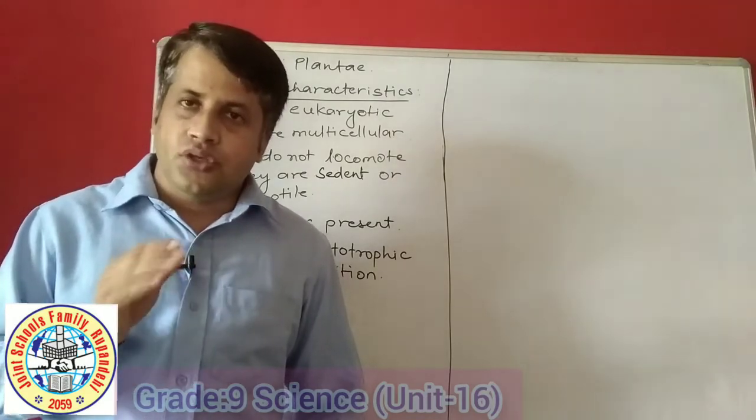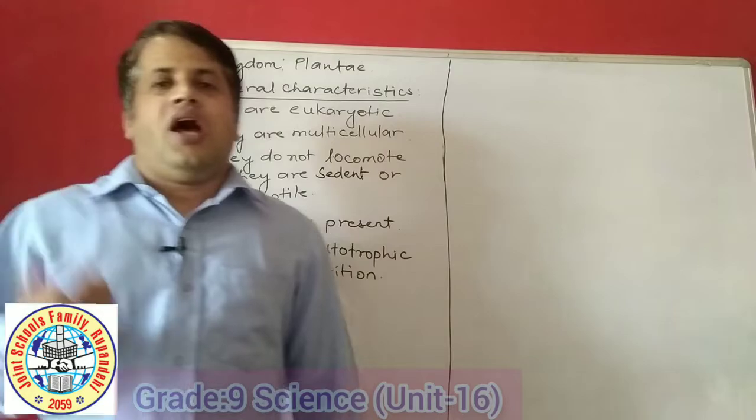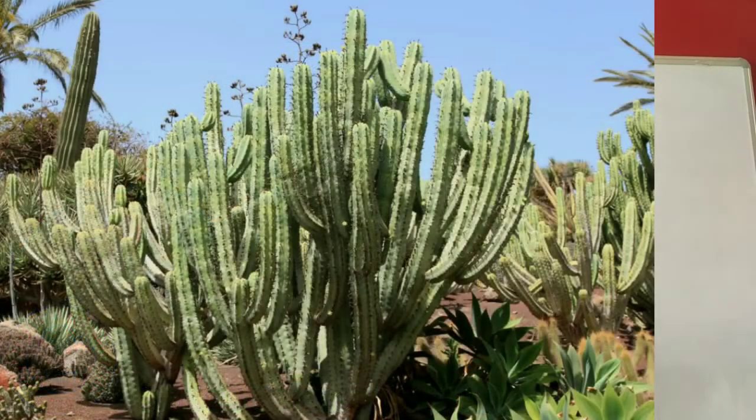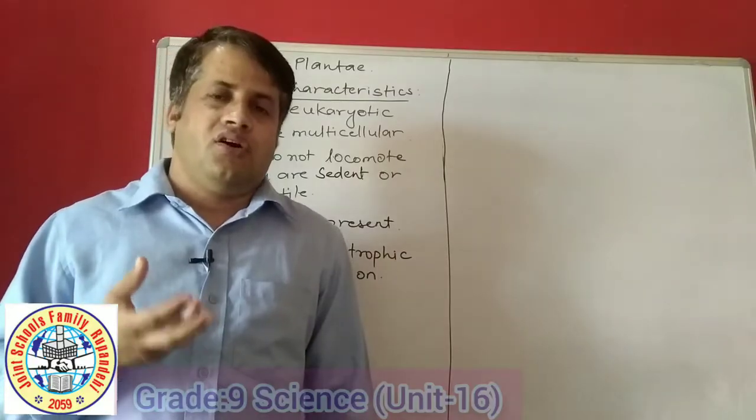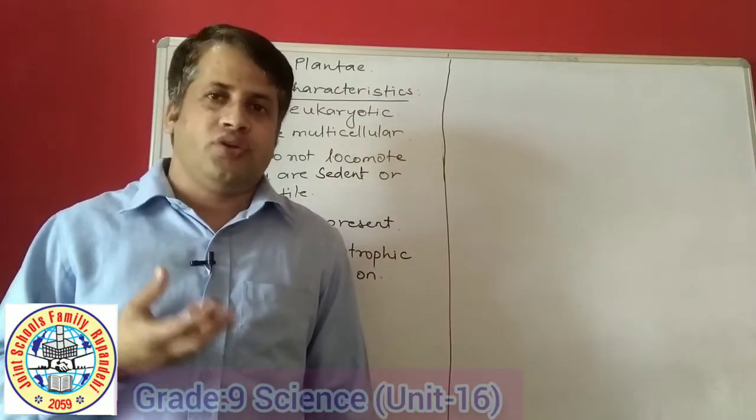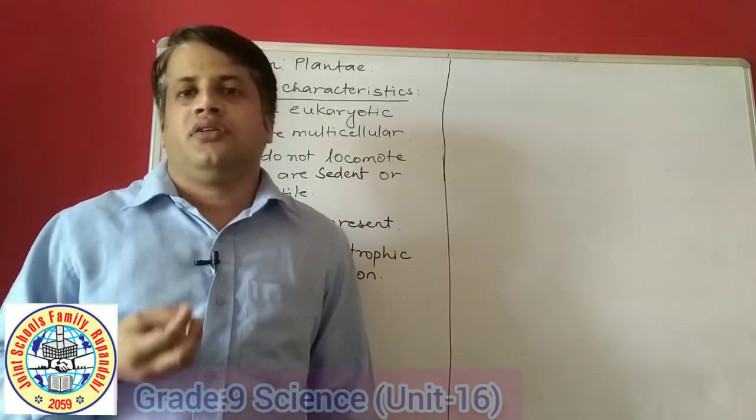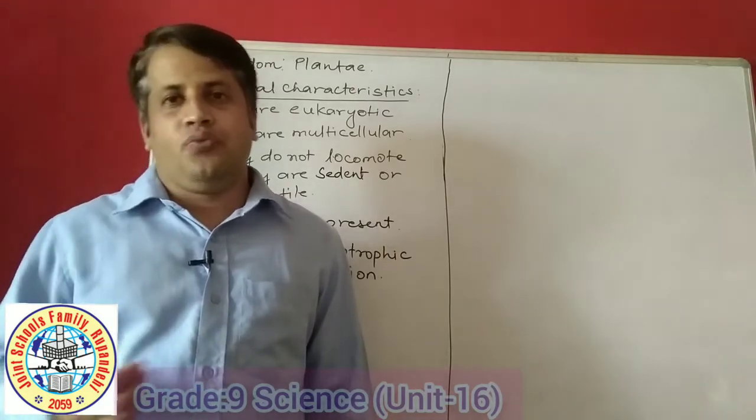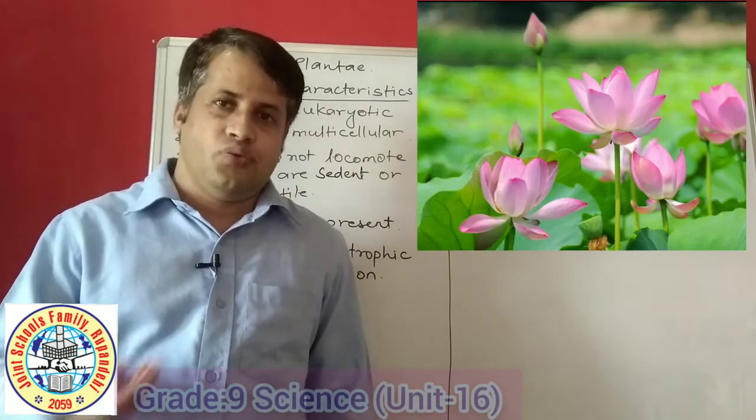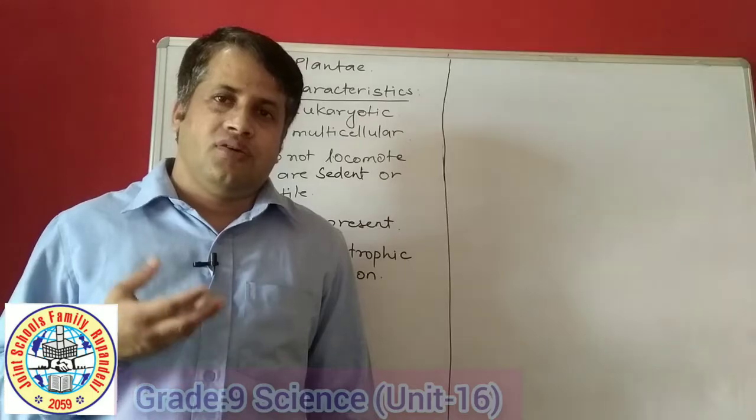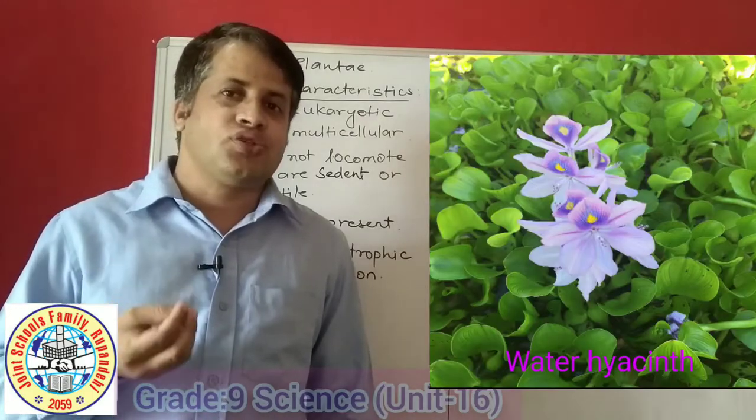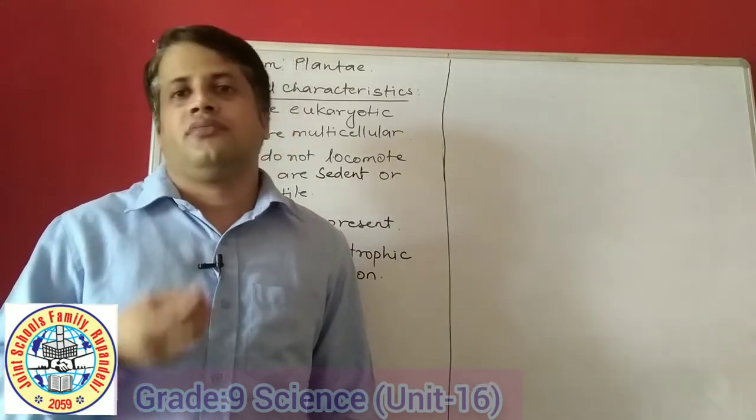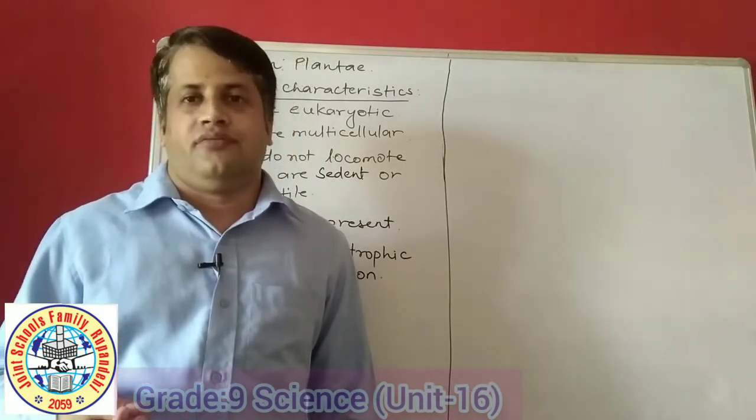Okay, so there are cactus, which get modified to store the water because they are surviving in a place where there is scarcity of water. And we can find lotus, which grows in water, and its roots are not so well developed as it gets the nutrition from the water itself.